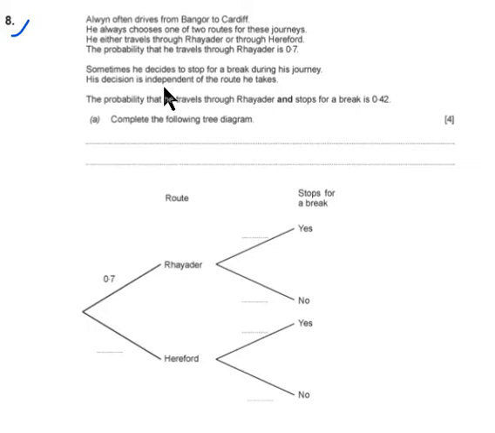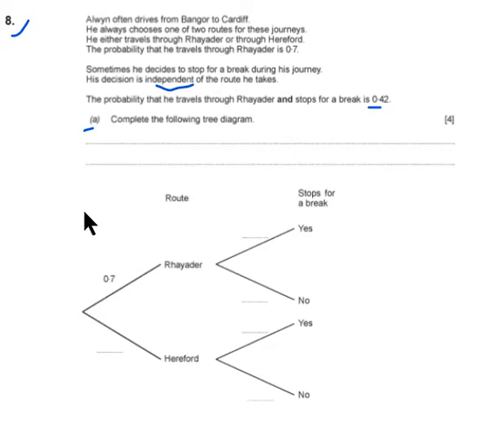Sometimes he decides to stop for a break during his journey. His decision is independent of the route he takes, so it's not connected. The probability that he travels through Ryder and stops for a break is 0.42. Part A asks us to complete the following tree diagram.